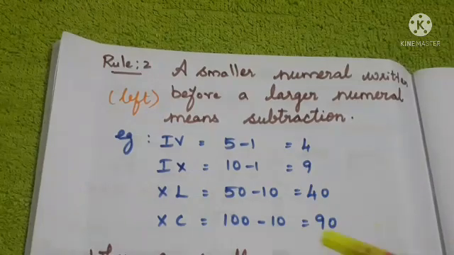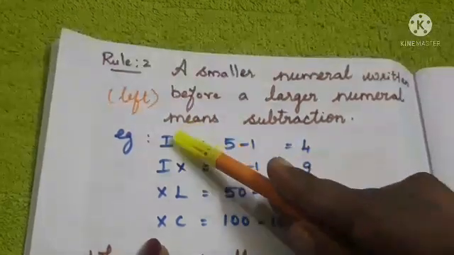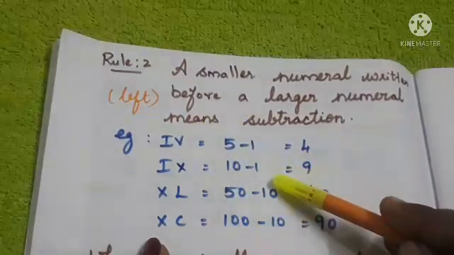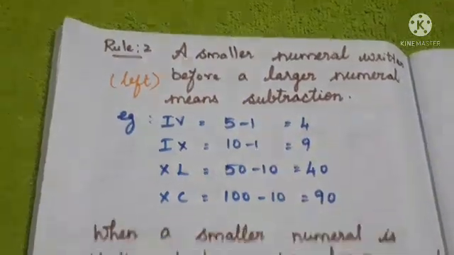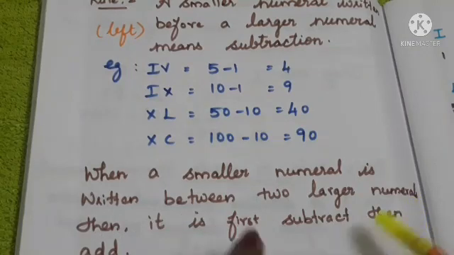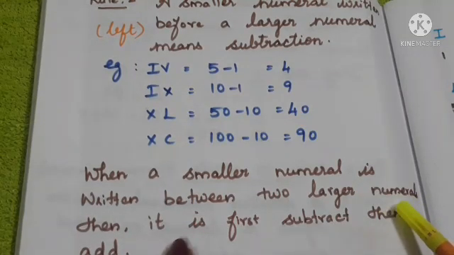Understood? So if the smaller numeral is left of the larger numeral means we have to subtract. Okay. Then one more thing you have to follow. When a smaller numeral is written between two larger numerals, then first subtract then add.